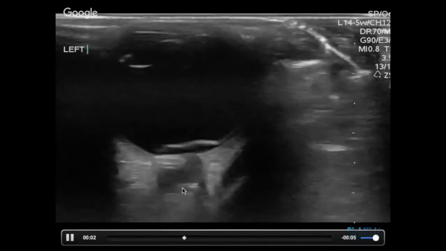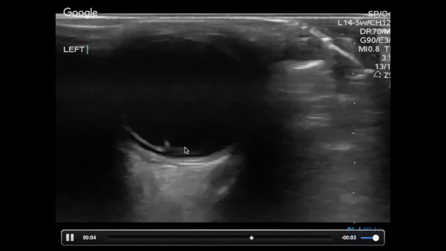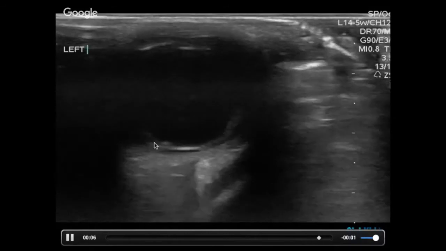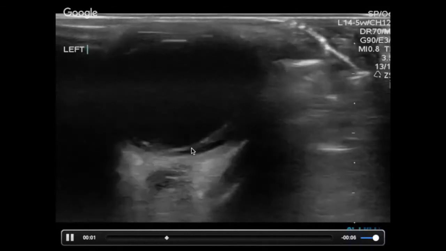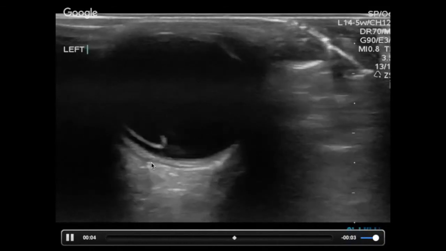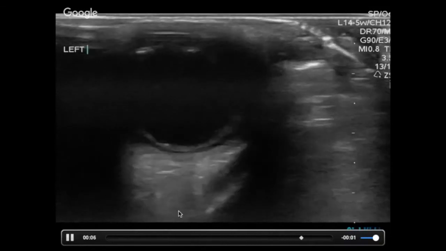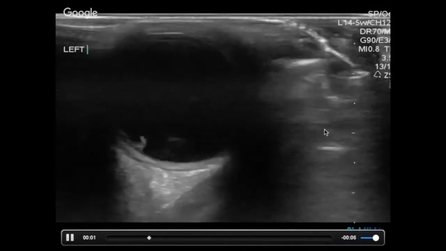So, optic nerve, and then you can see this thick hyperechoic line with the eye moving, that's moving and floating within the eye. You can't see very well in this picture how it's attached, but I'll show you in the next video.